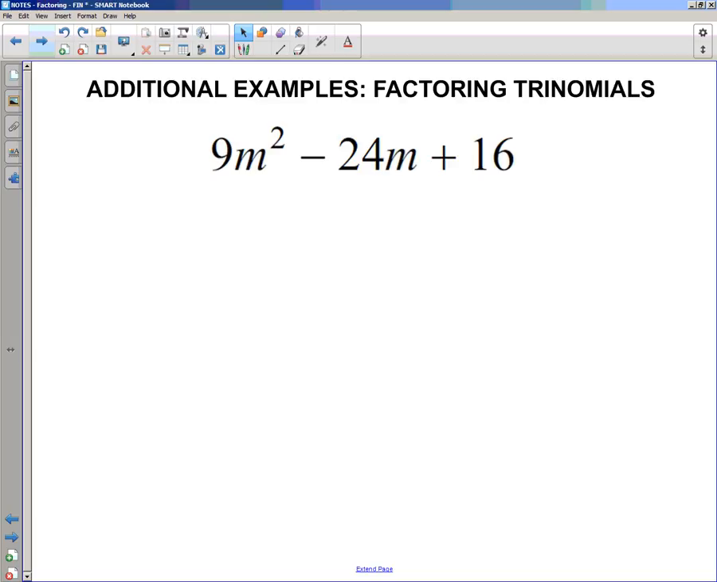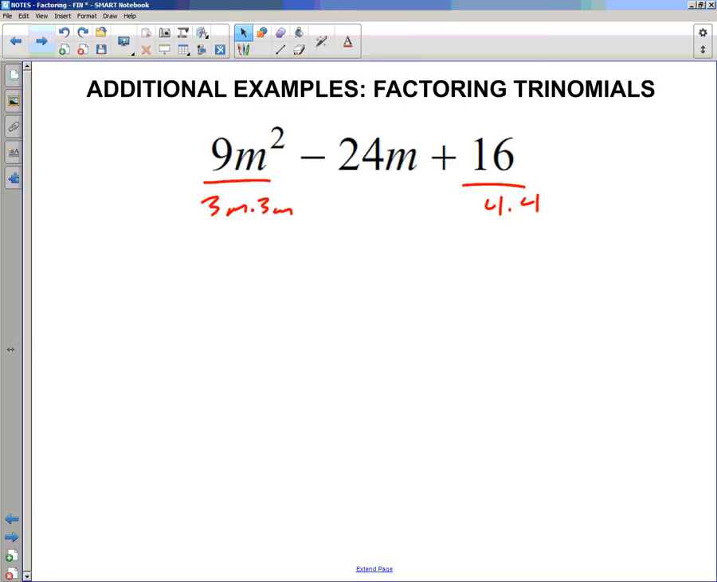All right, got another trinomial here. And, ooh, the thing I noticed about this one right off the bat is the 9m squared and the 16. Those are both perfect squares. We could get that from 3m times 3m. This could be from 4 times 4.